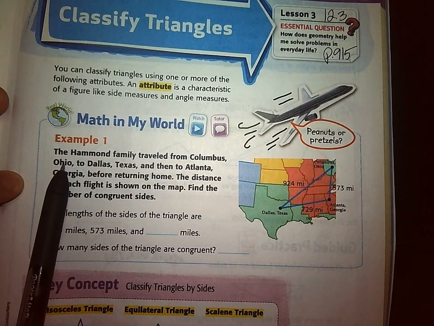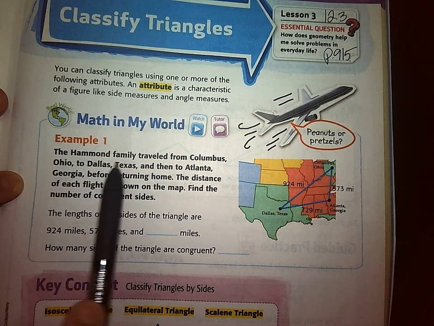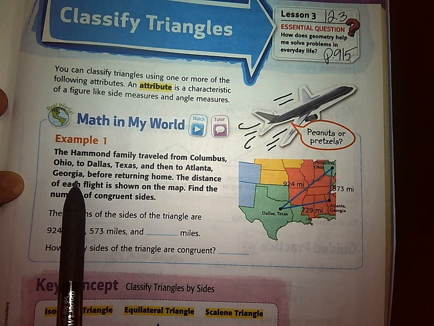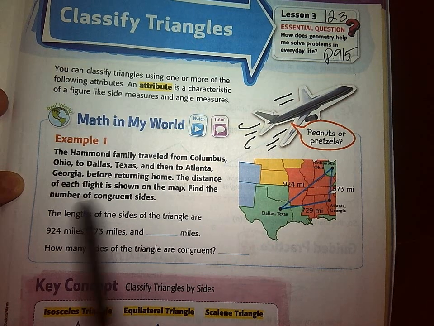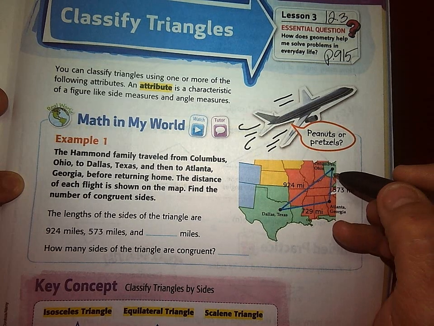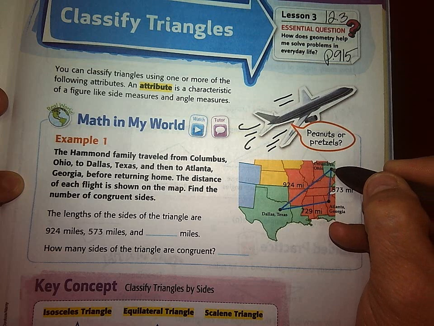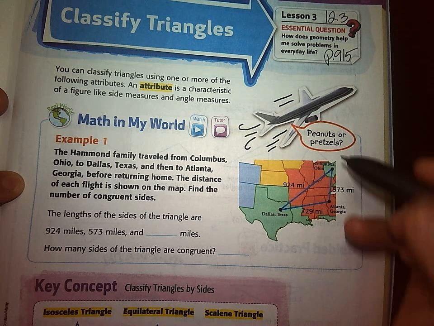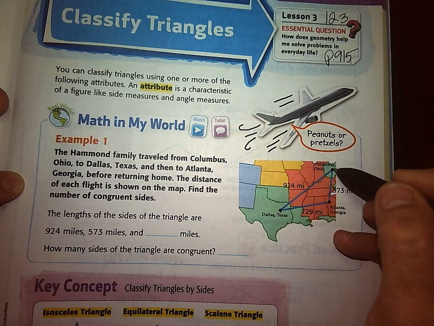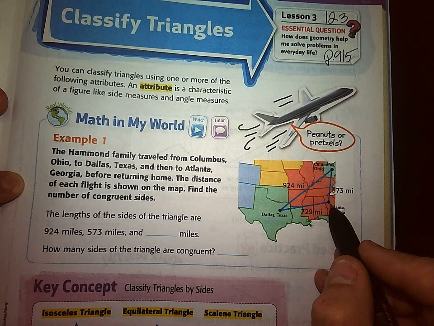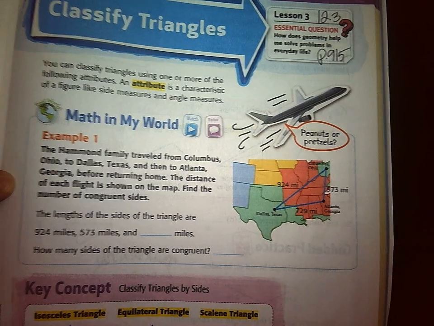The Hammond family, this is example 1. The Hammond family traveled from Columbus, Ohio to Dallas, Texas, and then to Atlanta, Georgia before returning home. The distance of each flight is shown on the map. So they started in Columbus, Ohio, and flew to Dallas, Texas, then to Atlanta, and then flew home. And the distance of those miles is on the map. So this distance here was 924, then 729 miles, then 573.